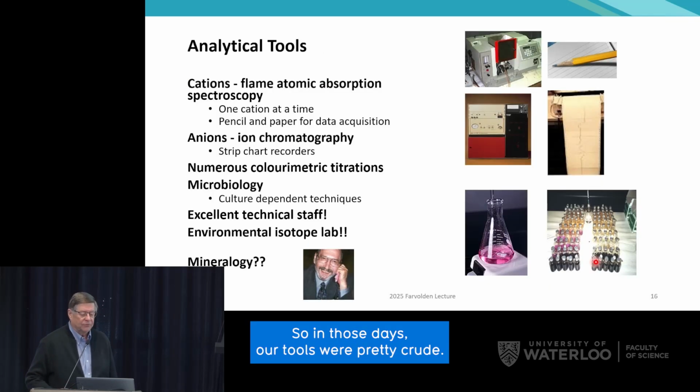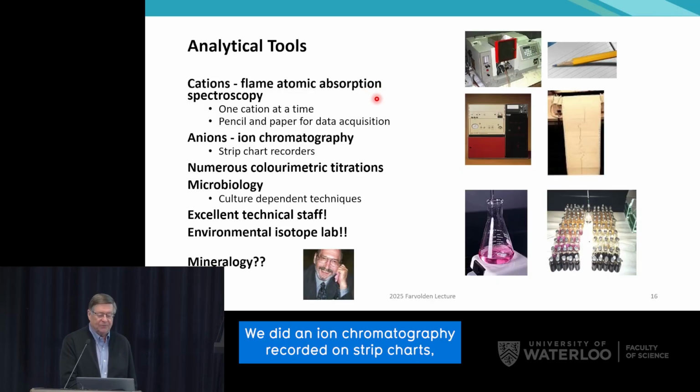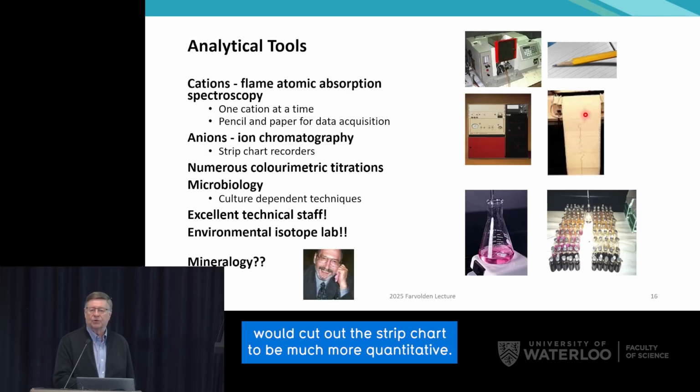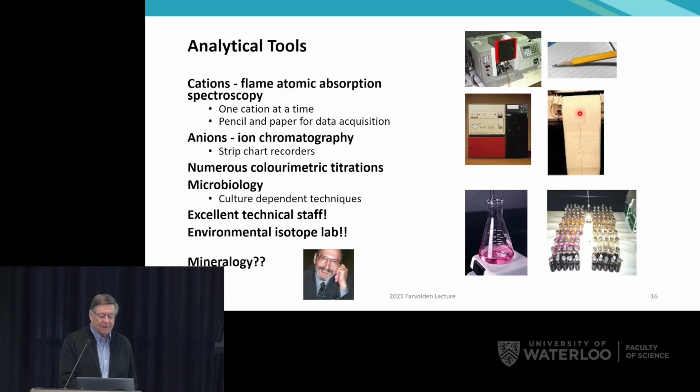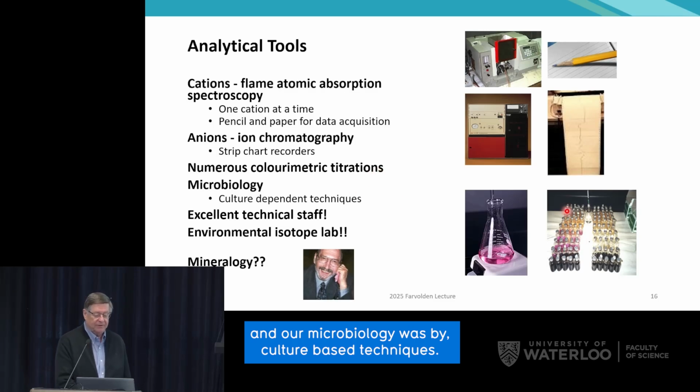So in those days, our tools were pretty crude. We had a flame AA for analyzing cations. So we could analyze one cation at a time, and we recorded our data with a pencil and paper. We did anion chromatography, recorded on strip charts, so you could pick off the height of the peak on the strip chart, or Eric Riordan would cut out the strip chart to be much more quantitative than the rest of us were. We had a lot of different colorimetric techniques, and our microbiology was by culture-based techniques.